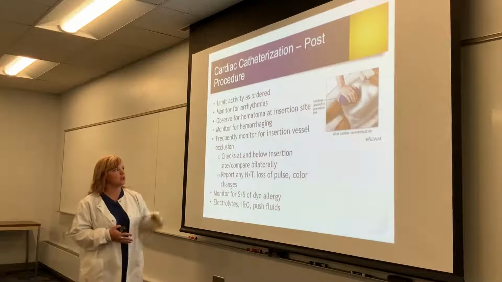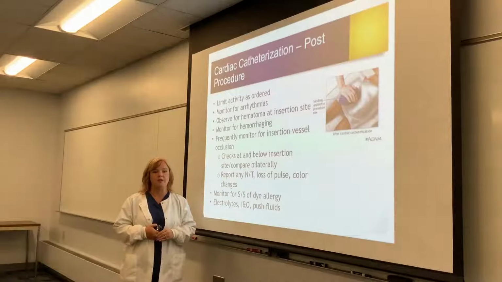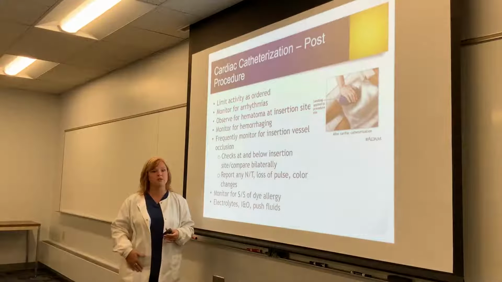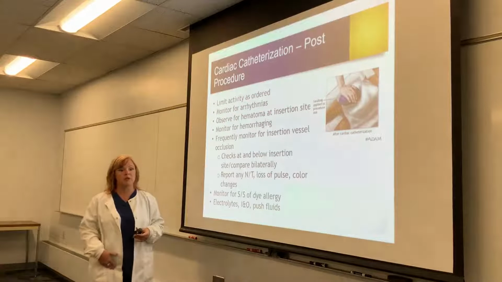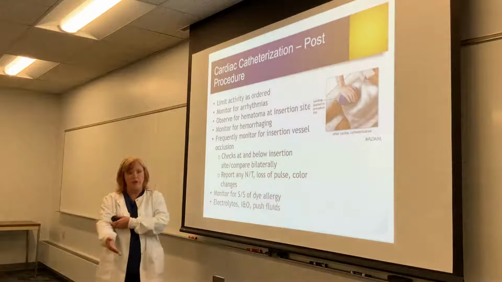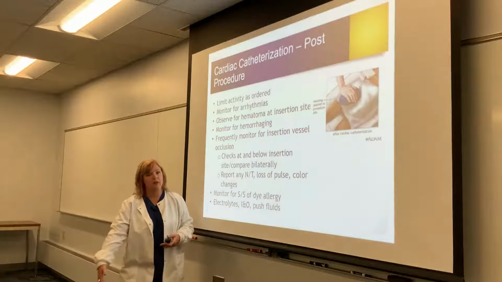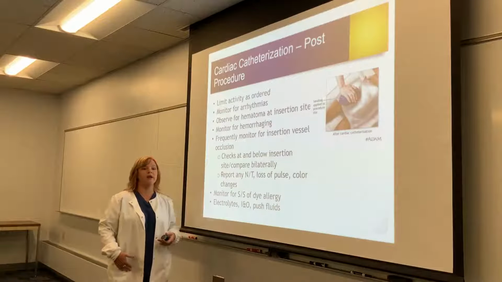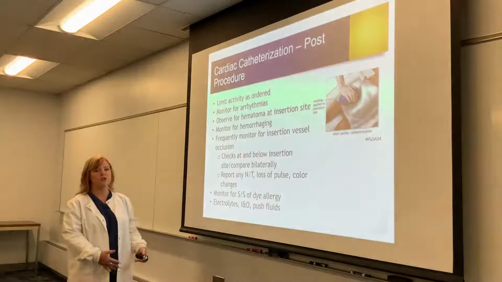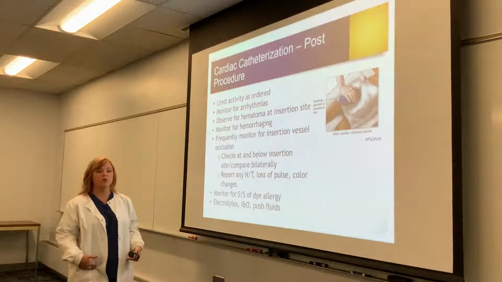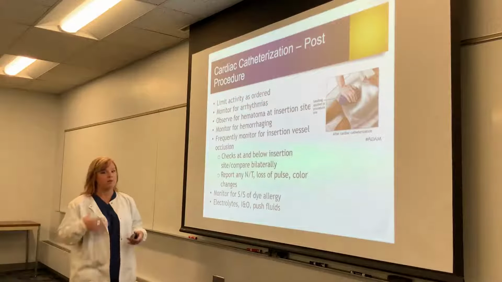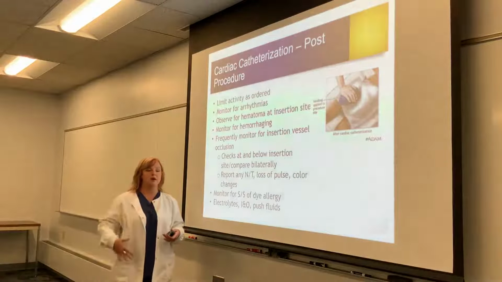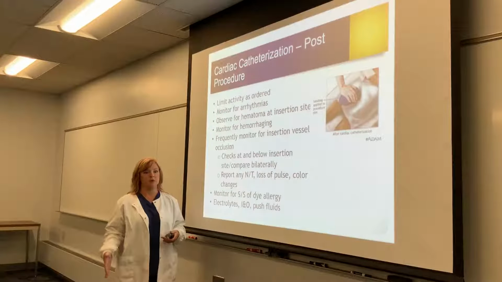You'll also make sure that you're looking to make sure that there's no vessel occlusion. So if for some reason that artery would become occluded, again, whether it's the groin or the brachial, that would mean that there would be no blood flow to the extremity below that point. So that's why you're assessing color, temperature, pulses, all below the insertion site as well. So you're not only monitoring the patient cardiac-wise, you're monitoring the site and then the extremity below that.